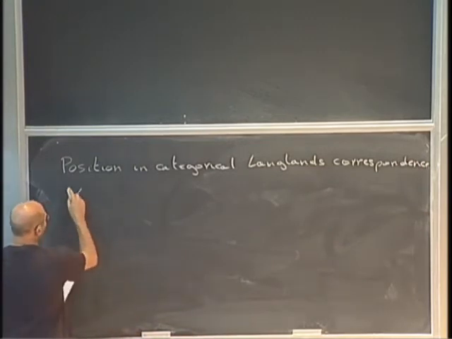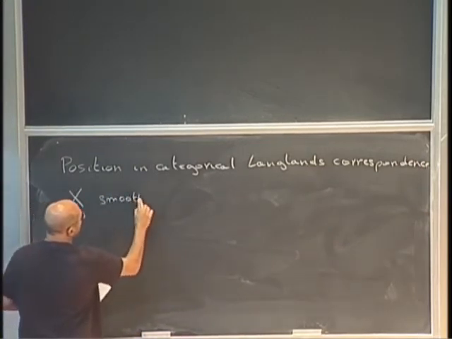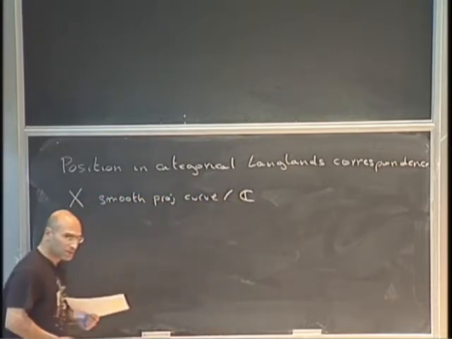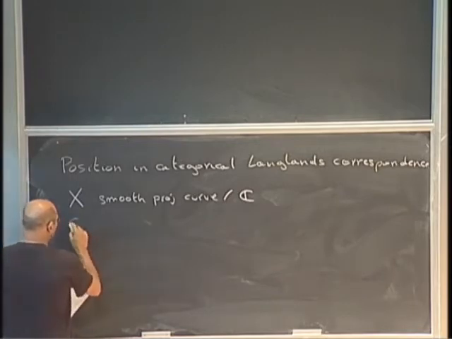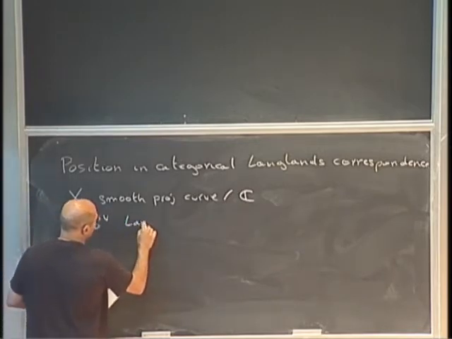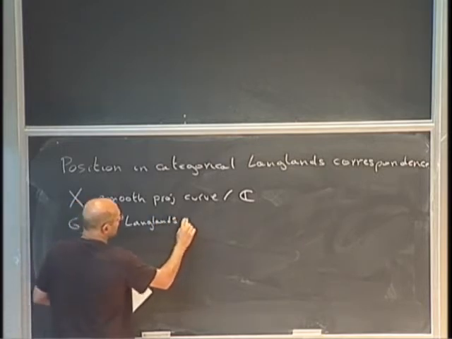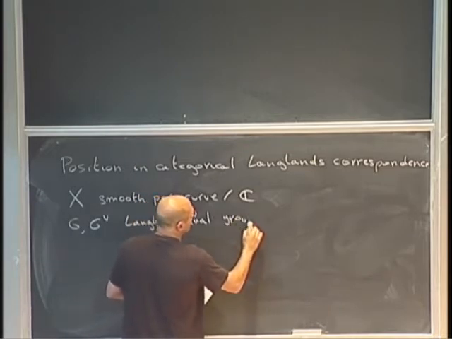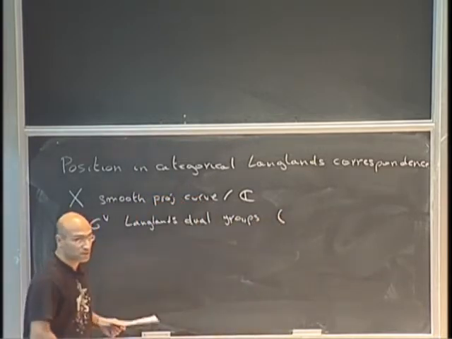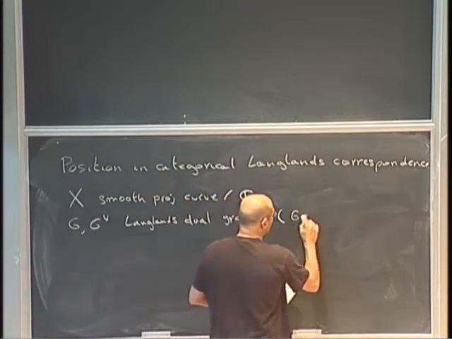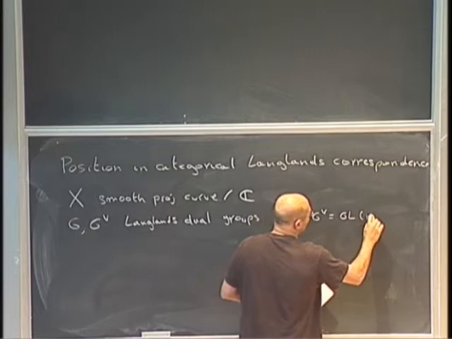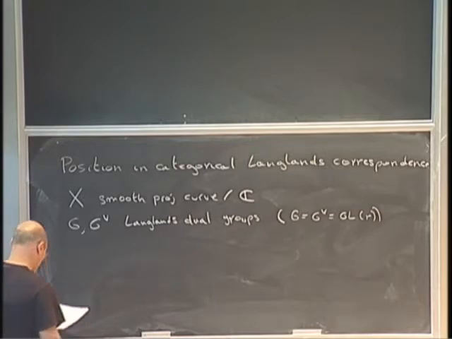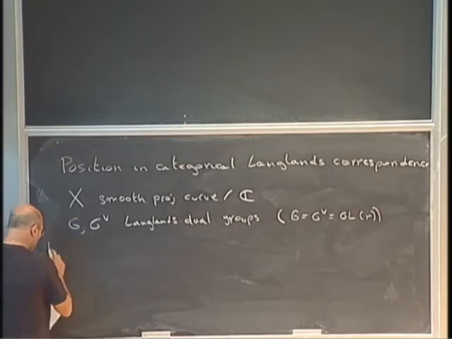So let me start with X, a smooth projective curve over C. And I will take a pair of dual Langlands groups, G and G check, reductive groups. And really, for most of my talk, the objects arise when G is equal to G check is GL_r. So it makes no big difference to restrict ourselves to this situation.